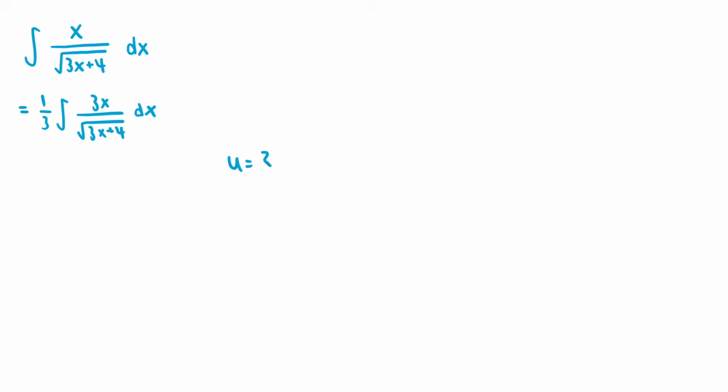If we let u equal 3x plus 4, then du equals 3 dx, and we also have an x term in the numerator, so we have to rewrite that in terms of u. Since u equals 3x plus 4, if we subtract 4 on both sides, we get 3x equals u minus 4, and if we divide by 3 on both sides, we get x equals 1 over 3 times parentheses u minus 4.